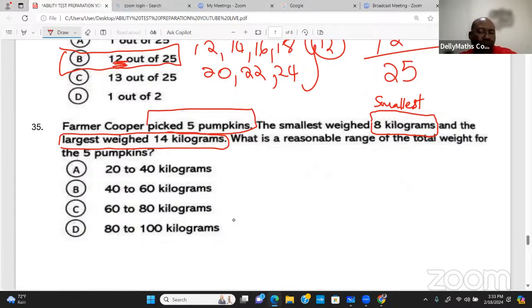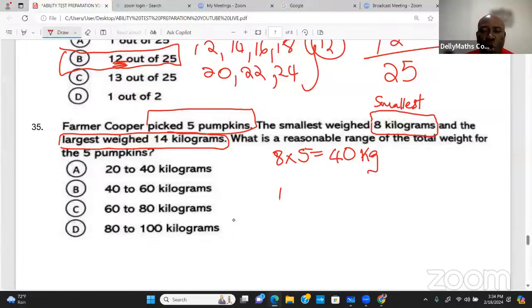What is a reasonable range? So now we want to look at it from the smallest to the largest. What are the possible things that we could get? We're suggesting eight. Let us multiply this by five. So I'm picking the smallest weight, and I'm picking five of them. So it's going to be like 40 kilograms, right? That's the smallest it could be right there. We can't get lower than that because the smallest one is eight. So I'm just saying, what if we had all five? Even though we didn't, we're talking about a reasonable range. So 8 times 5 is 40, all five small ones.